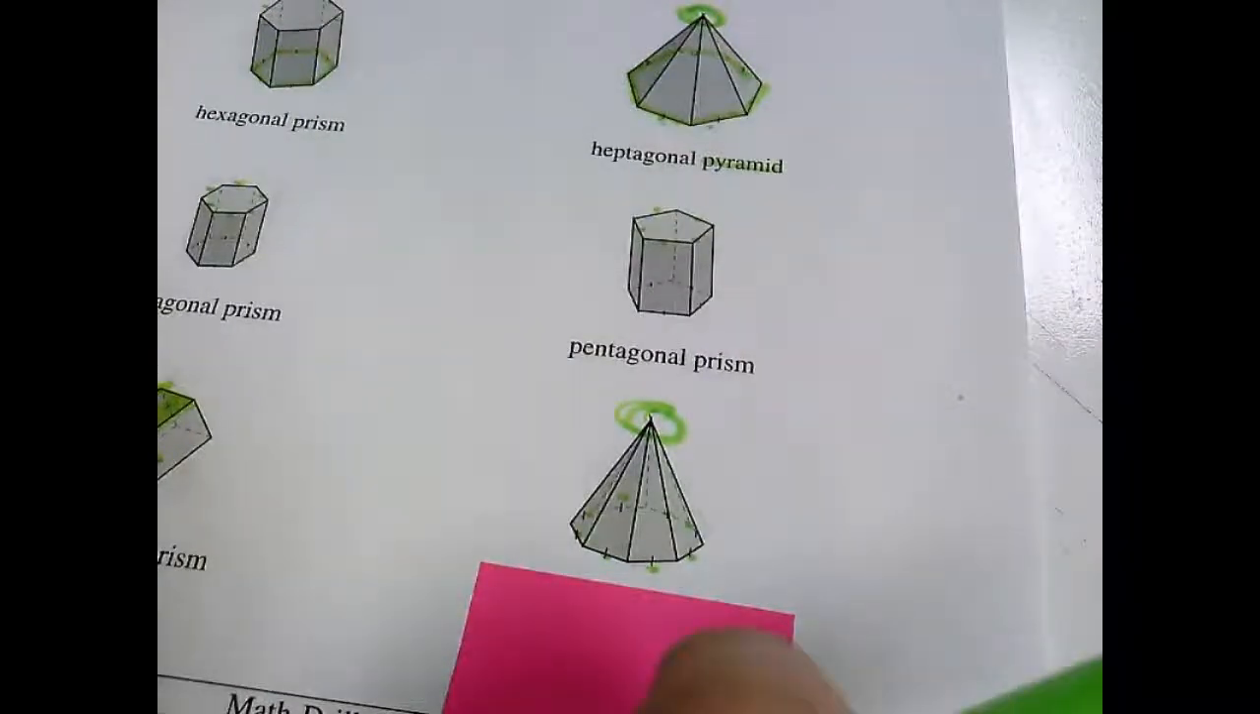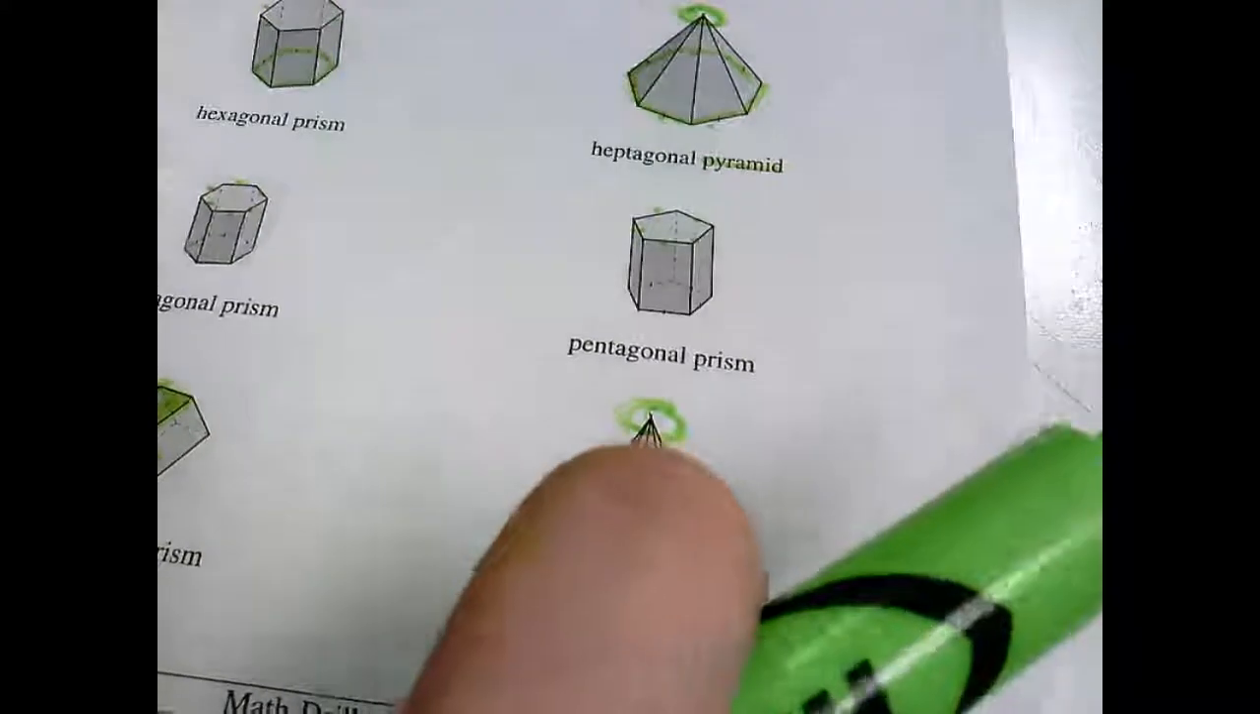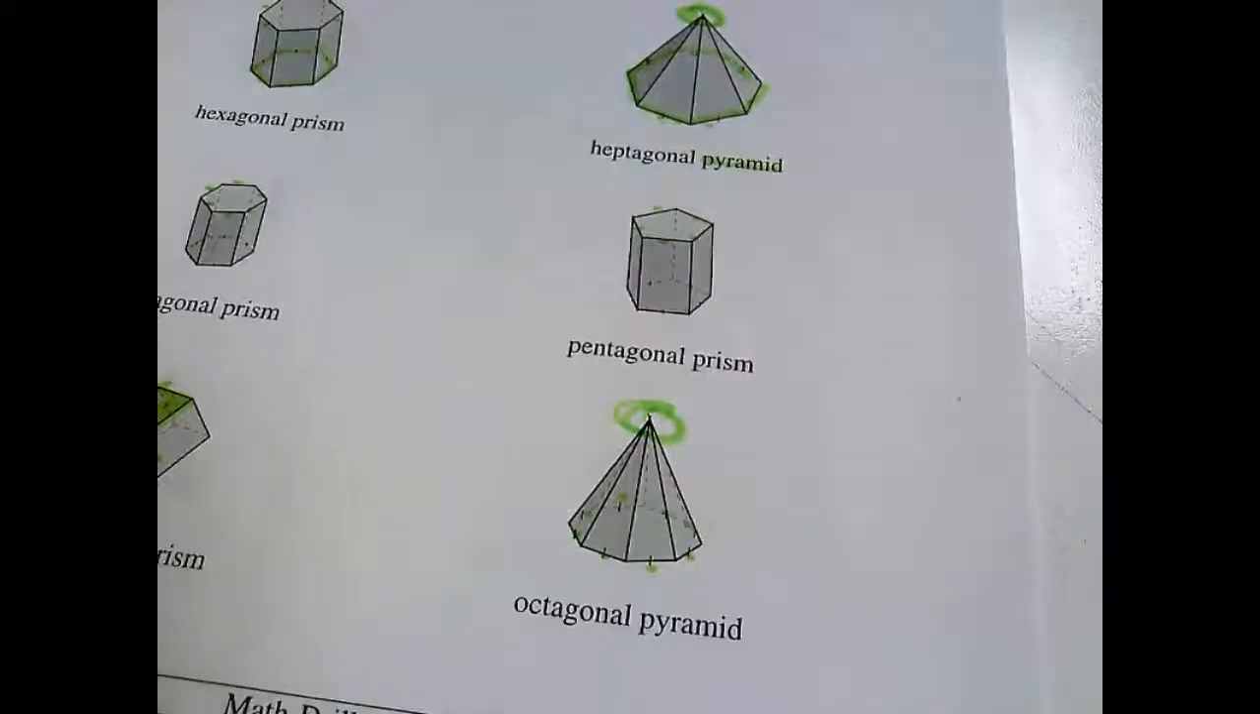Lastly on the list here, we have another pyramid. We have a single vertex at the top, which means it's a pyramid and not a prism. And it has 8 sides on the bottom, making it an octagonal prism.